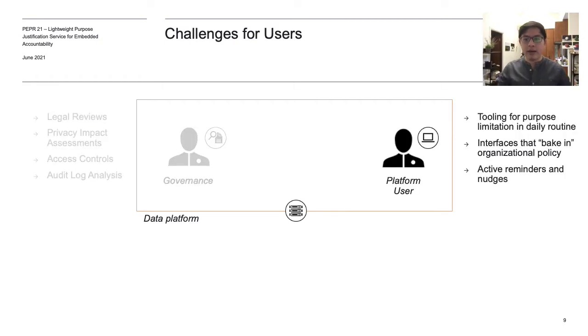On the other side, for platform users who manage and interact with sensitive data sources, there often lacks robust tooling to remind them of purpose limitation restrictions in the course of their daily routine, in the course of their work. Interfaces of data platforms do not always bake in these purposes in a way that reminds or nudges users of data protection policies and guidelines. As a result, users may accidentally or unknowingly repurpose data sources outside the remit of the purposes under which they were granted.